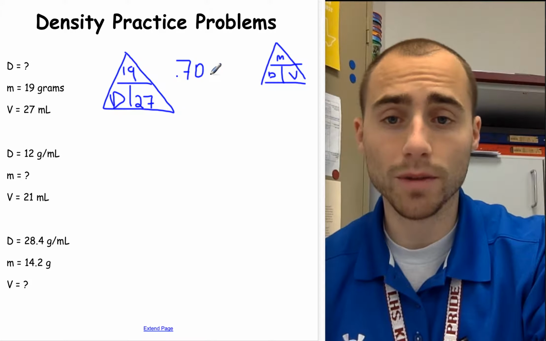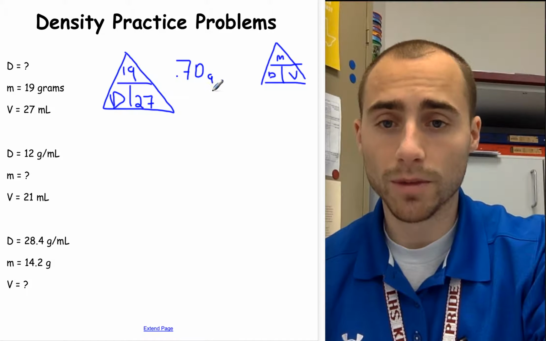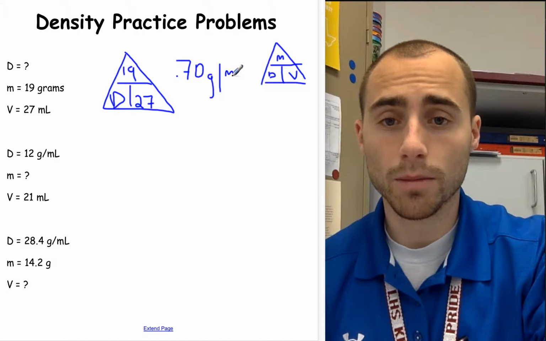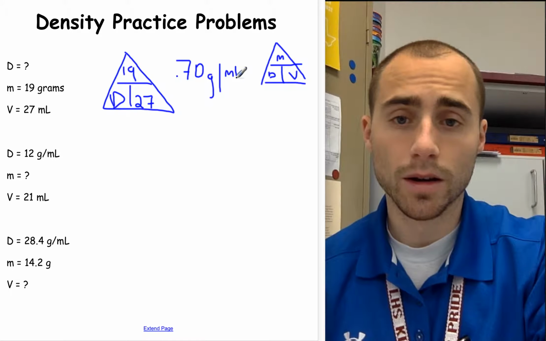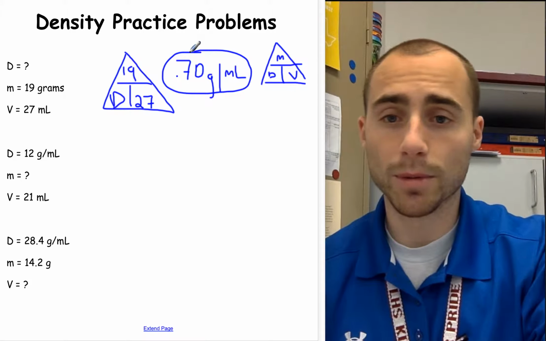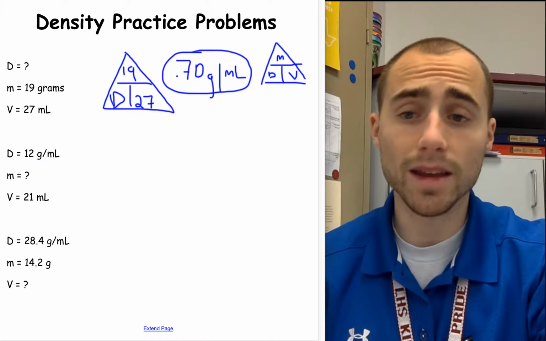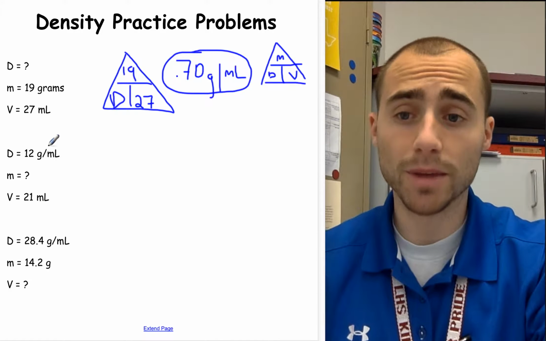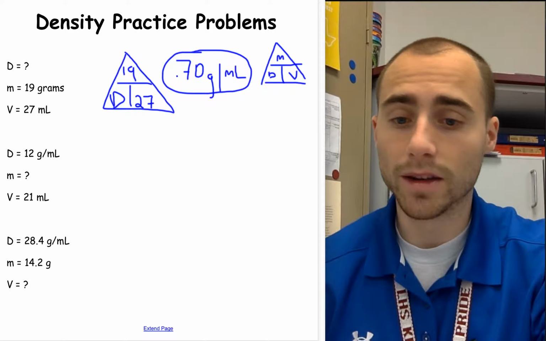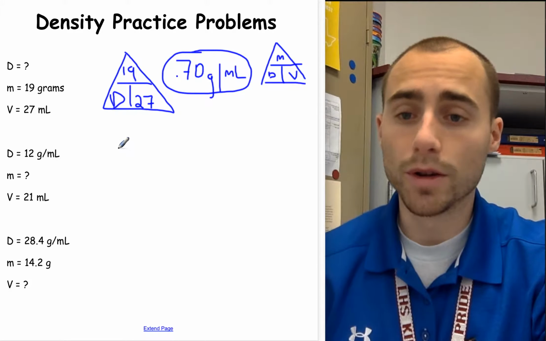Now don't forget your unit of measurement, which for density, if you look back at your earlier notes, is grams per milliliter. So that is our answer to our first question right there, 0.7 grams per milliliter. Now you can always go ahead and try these ahead of me and then check your answers. That is up to you whether you are feeling confident or not. Okay, we'll go on to number 2.